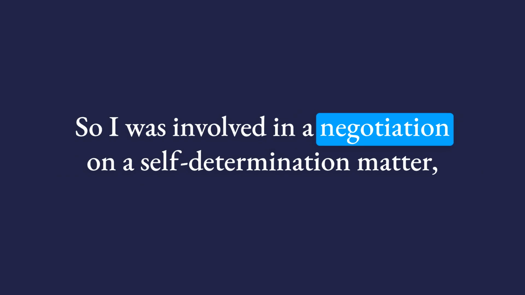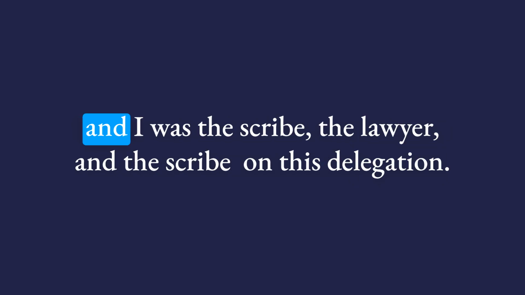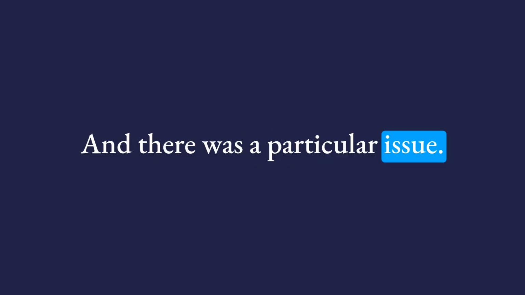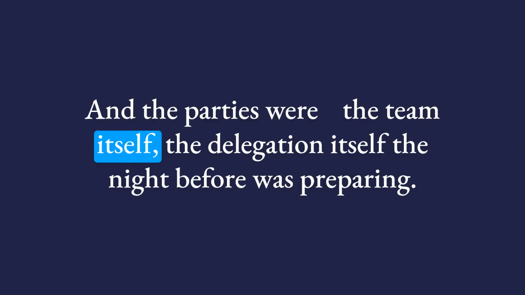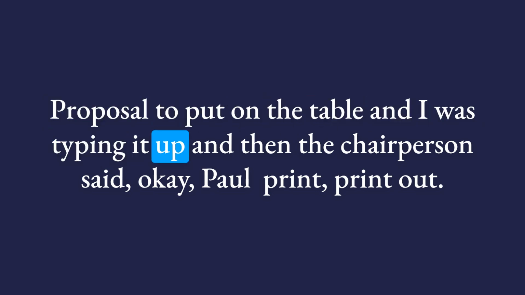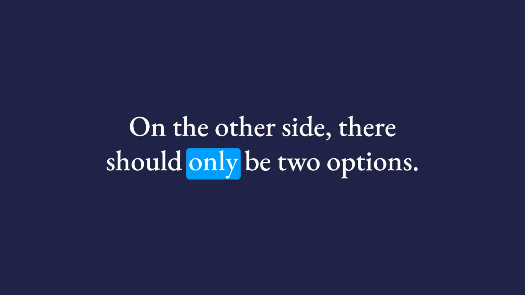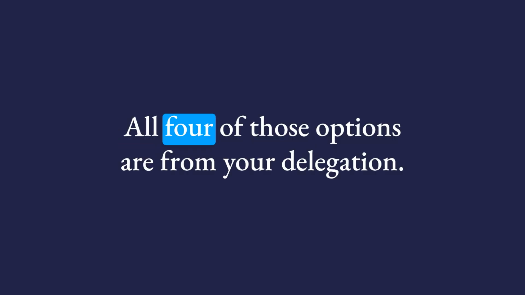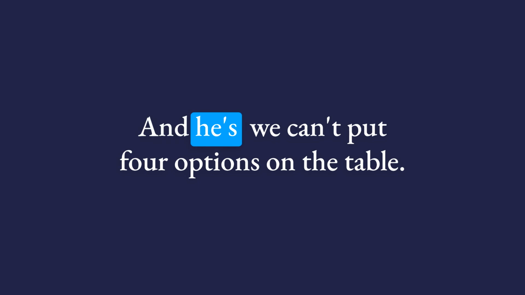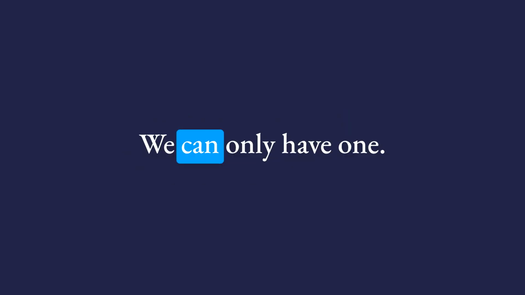So I was involved in a negotiation, a self-determination matter, and I was the lawyer and the scribe on this delegation. And there was a particular issue, and the delegation itself the night before was preparing their proposal to put on the table, and I was typing it up. And then the chairperson said, "Okay, Paul, print out, show me a copy of what we've got." And there was this one provision which had 4 options. And he said, "How can there be 4 options? There's us and the other side. There should only be 2 options." And I said, "Oh, no, all 4 of those options are from your delegation." And he said, "We can't put 4 options on the table. We can only have 1."